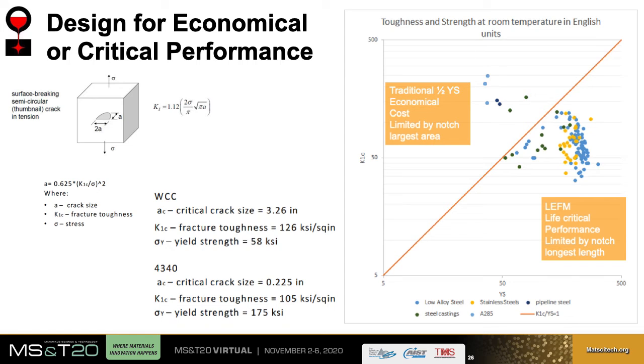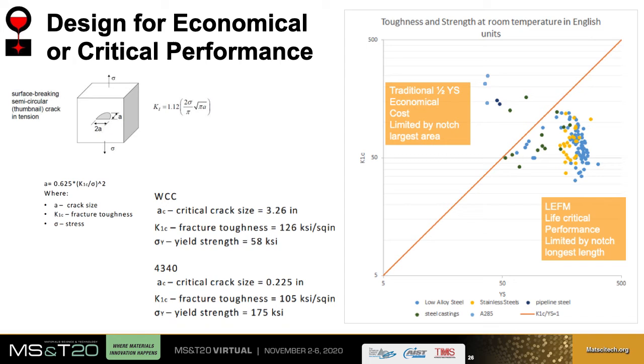So if you plot K1C versus yield strength in English units, you can draw a line for K1C to yield strength ratio equal to 1. This splits ductile materials versus non-ductile. The grades above the line are ductile and the grades below the line are non-ductile. These non-ductile grades are more sensitive to indications, or even small indications would matter.